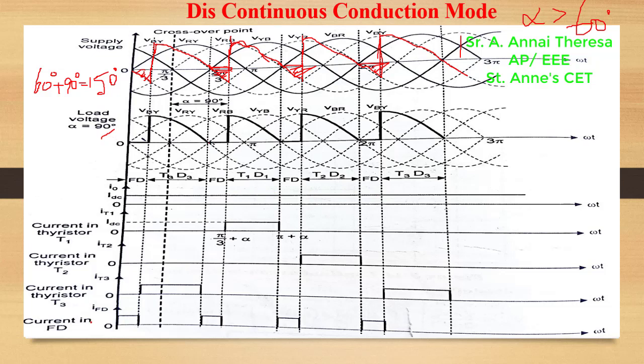Again you can draw for the freewheeling diode also. This is the conduction period of the freewheeling diode, that means the current is flowing through the freewheeling diode. So you can draw the waveform here. This is also due to the freewheeling diode. So this is about the discontinuous conduction mode.